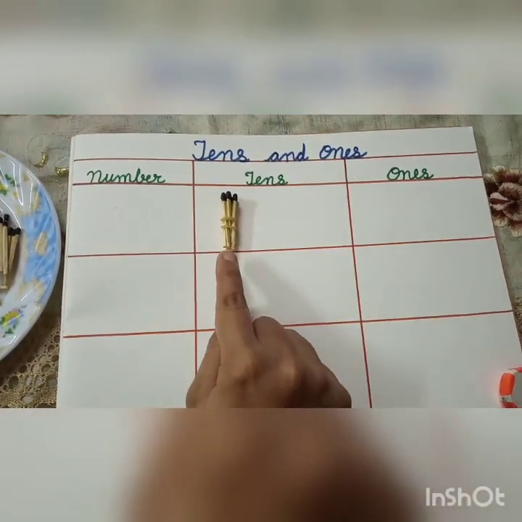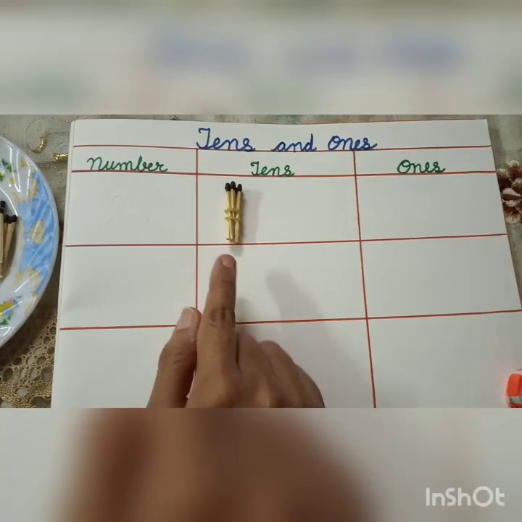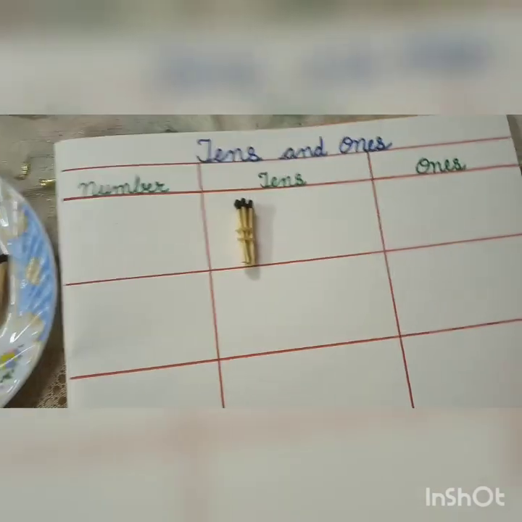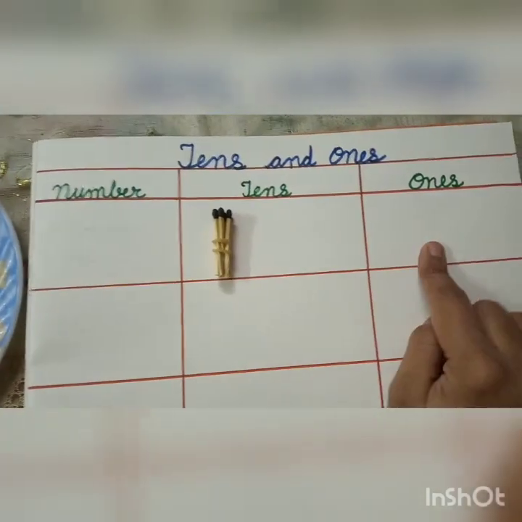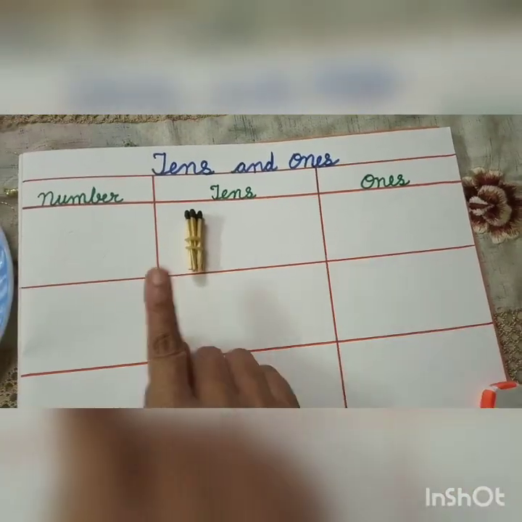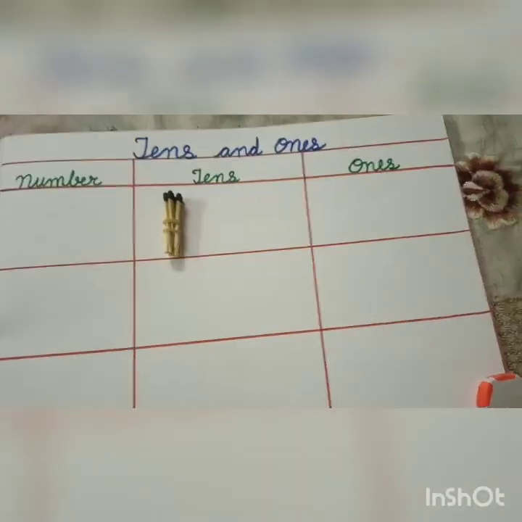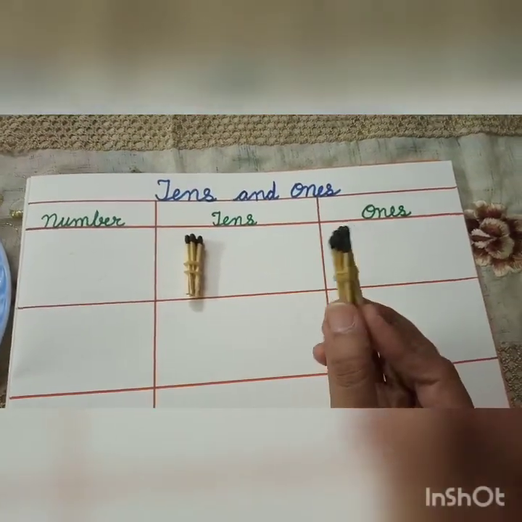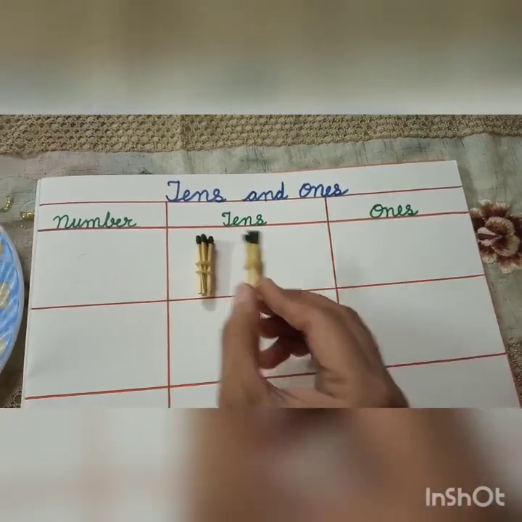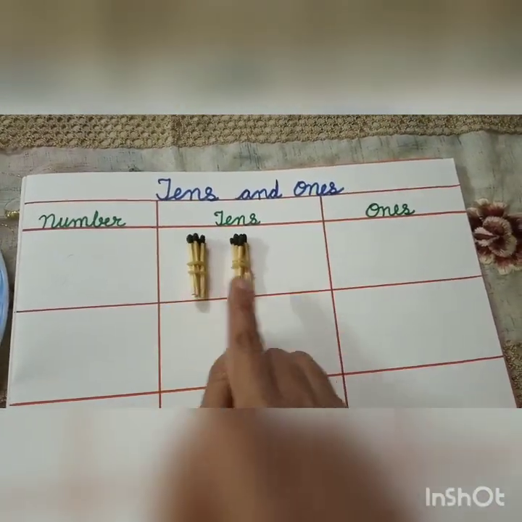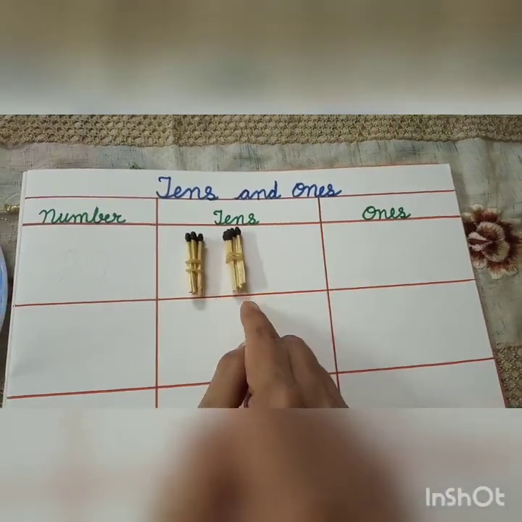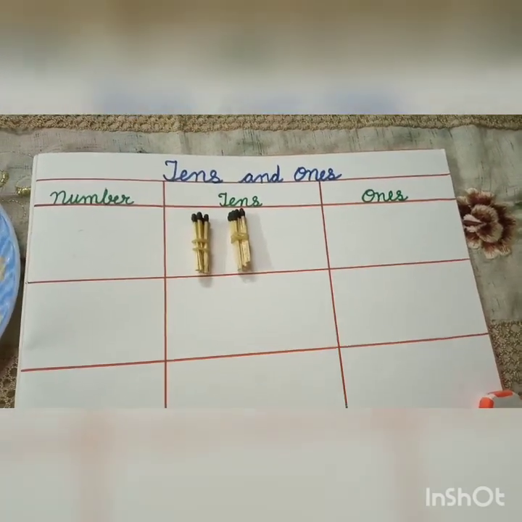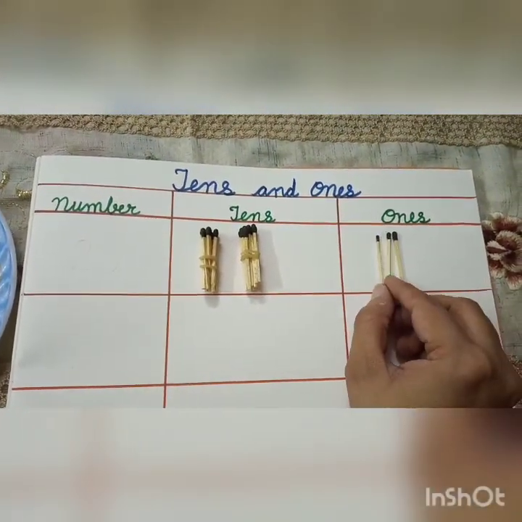So how many matchsticks are here? 10. And you have seen how many ones are in this 10? 10 ones. So when 10 ones become 1 ten. Just like this, if I take one more 10, we will put it in this column of tens. So how many tens do you have? 2 tens.